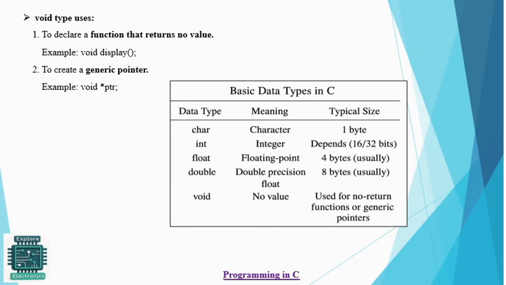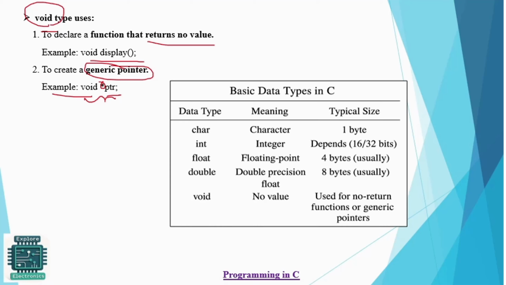Next is void type uses. Void, as I said earlier, is nothing but empty. It does not return any value. We can say a function that returns no value, for example, void display. To create a generic pointer, how can we use the void data type? Here is an example to show that: void asterisk pointer. In this way, we will use void in a pointer. About this detail, you will be learning in the upcoming modules, that is about the pointer.